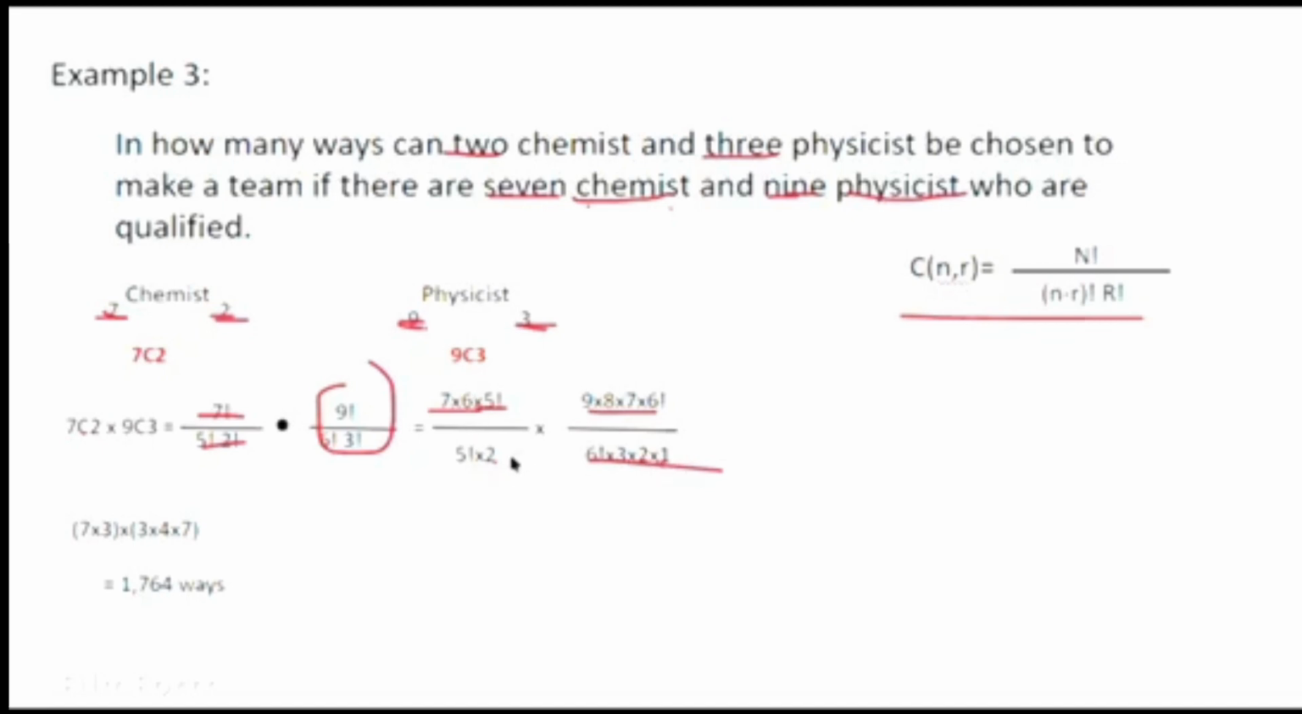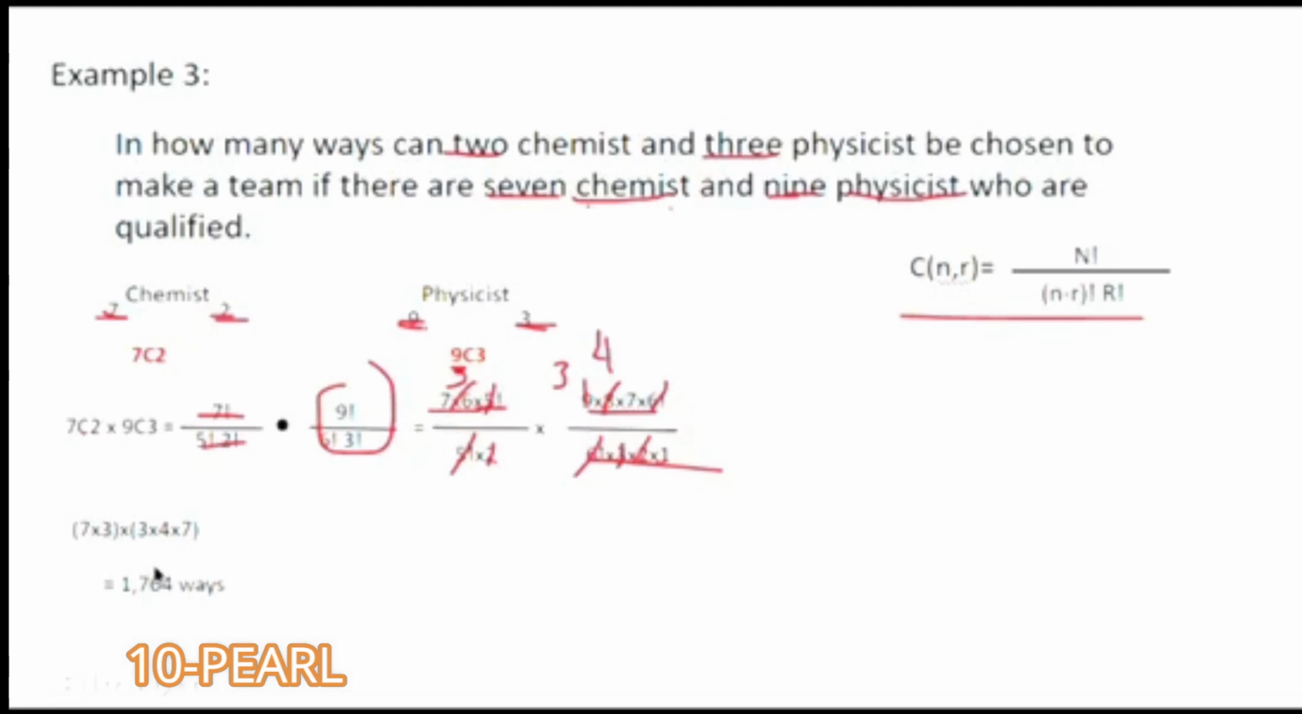So, we cancel out. 5 factorial cancels out 5 factorial. 2 cancels out with 6, so 6 becomes 3. So what's left here is 7. On the other side, 6 factorial cancels out 6 factorial. 2 with 8 becomes 4. And 3 with 9 becomes 3. So what's left is 7 and 3, and on the other side 3, 4, 7.